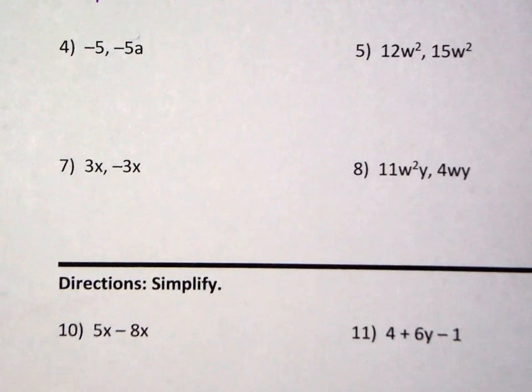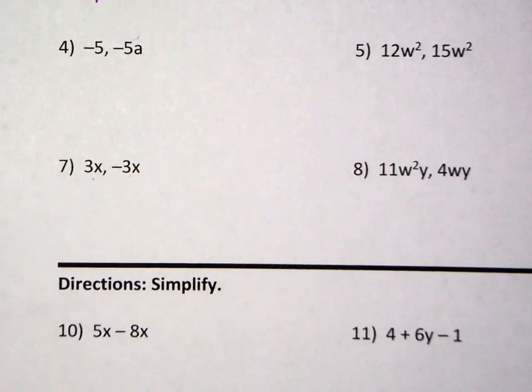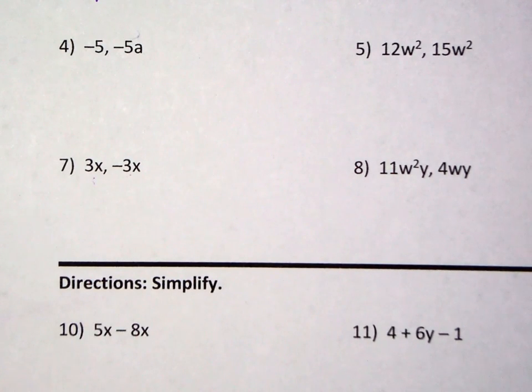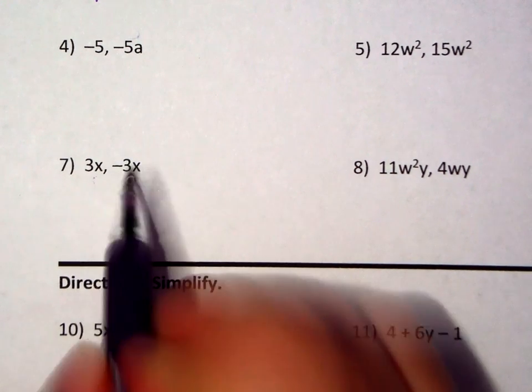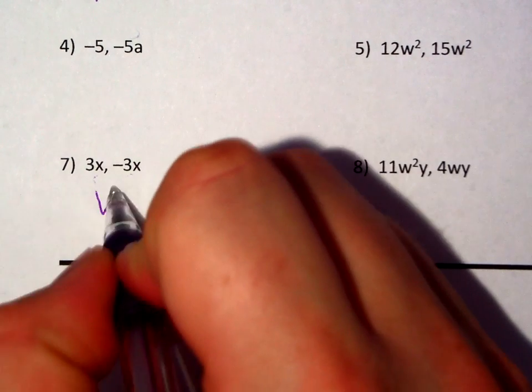Let's look at number 7. Number 7, we have 3x and negative x. In this example, both terms that are given have an x variable, so we do have like terms.